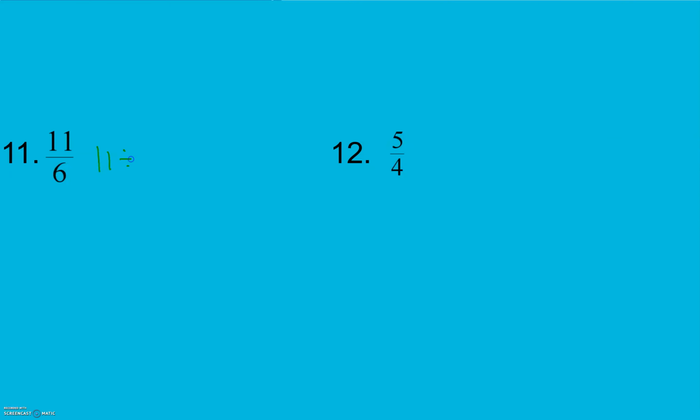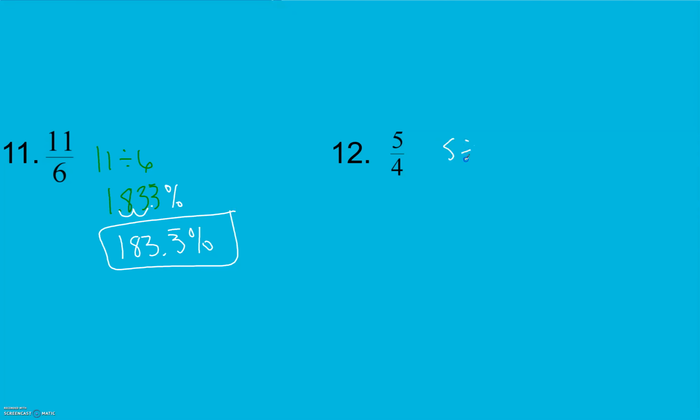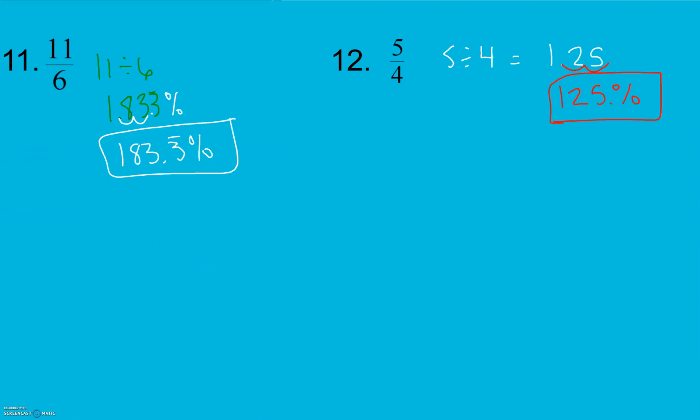11 divided by 6 is going to give me 1.83, repeating. Decimal to a percent is 2 places, add in our decimal and our percent sign. So 183.3, repeating, percent. 5 divided by 4 is going to give me 1.25. Now to go from a decimal to a percent, 2 places, and add our percent sign. Our decimal's there. We wouldn't need it in that particular situation, but you can definitely put it.